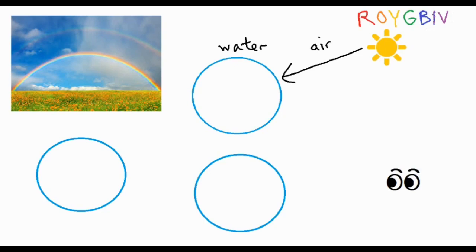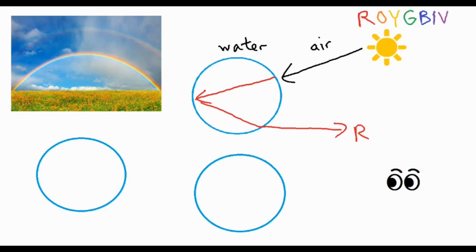So on the extreme ends, the red one gets bent slightly, it gets dispersed, goes to the back of the water droplet, comes down, and then gets released from the droplet that way.